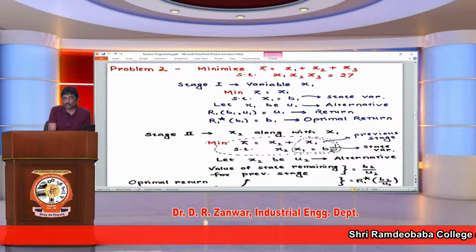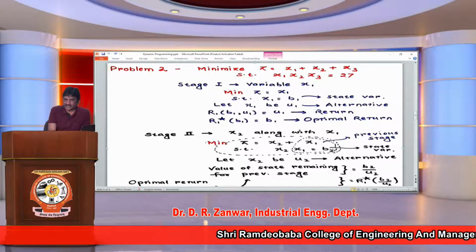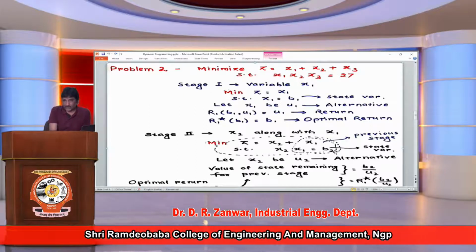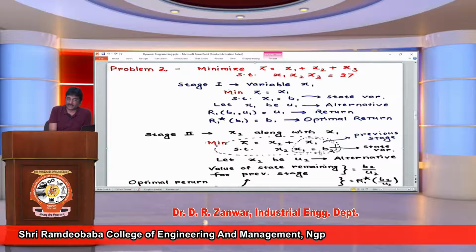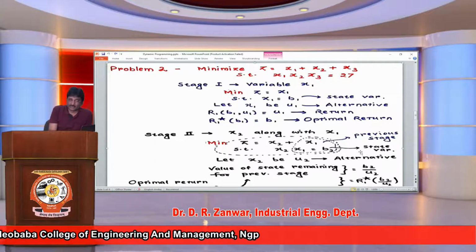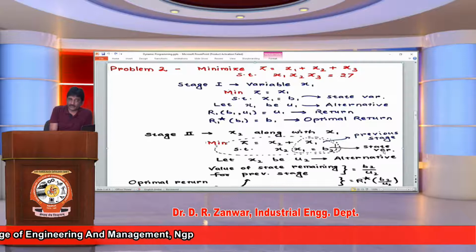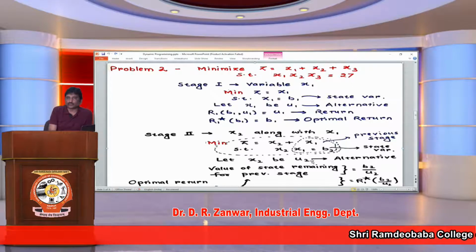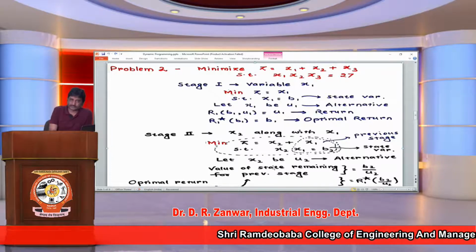b2 is our state variable. There will be various values tried in place of b2 in our tabular approach, depicting that b2 is a variable. b2 is a state variable. Now that we have taken the state variable, we have to think of what is the alternative for the second stage variable x2. So let x2 be u2. Now we have state variable b2, and we have alternative u2.